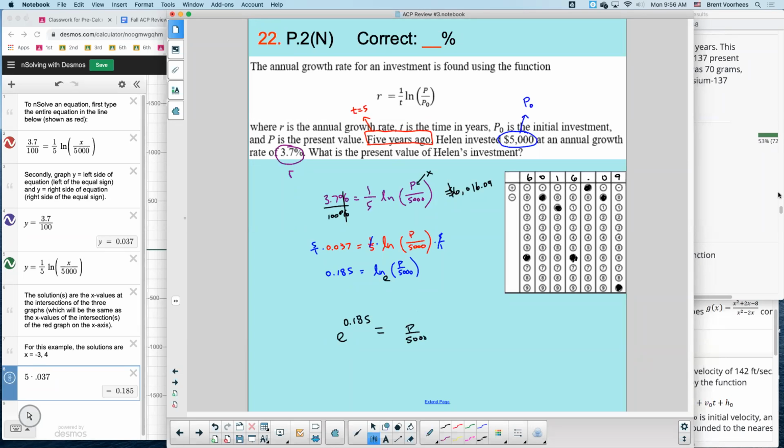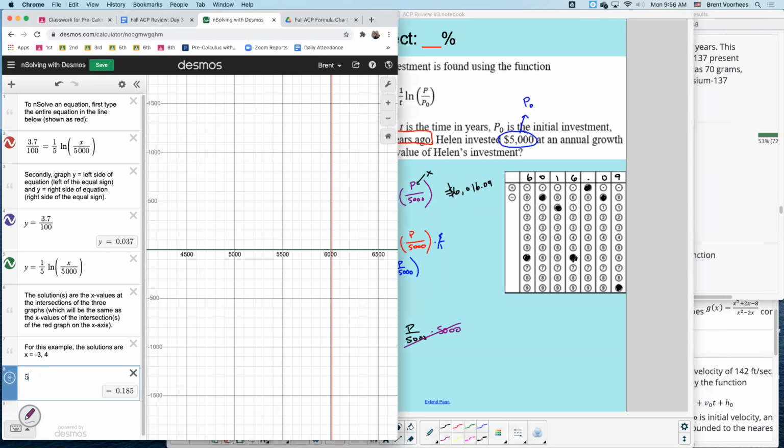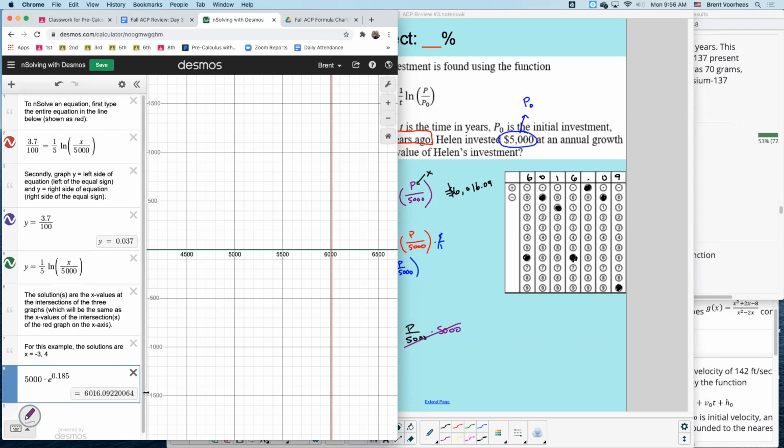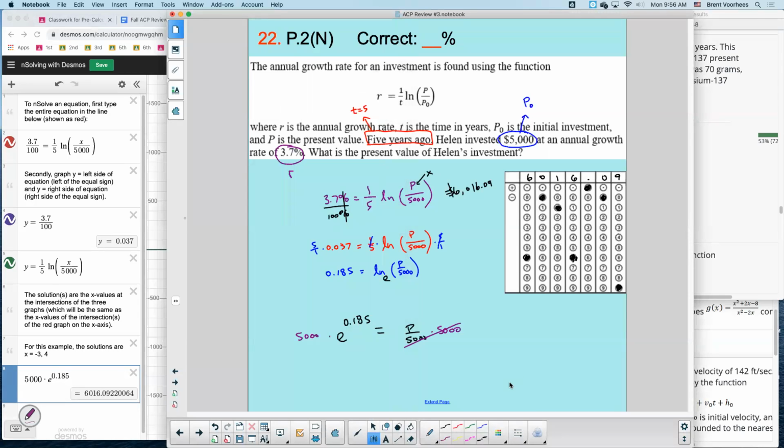The last step I would do is multiply by 5,000. That's how you solve this by hand. And so if I type this in now, 5,000 times e to the power of 0.185, you get the same answer. Definitely a lot quicker though, just to use Desmos for insolve.